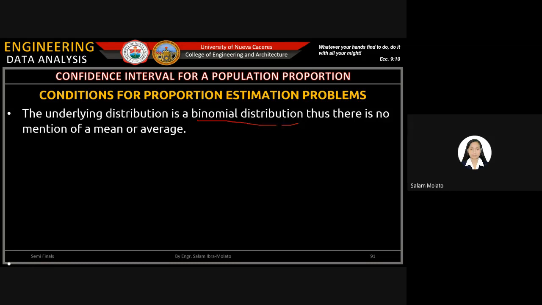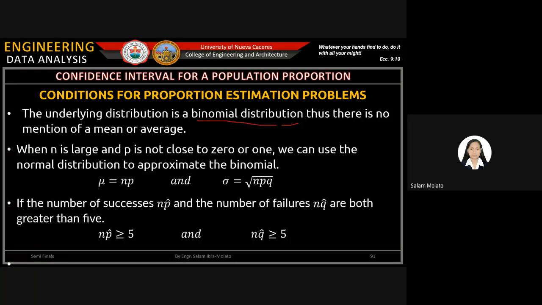outcome, no? So, when n is large and p is not close to 0 or 1, we can use the normal distribution to approximate the binomial. So, babalik tayo dun sa approximation of the binomial distribution. I hope you still remember that, using the normal distribution. Or that would be the mean is equal to NP and the standard deviation is equal to the square root of NPQ. So this is already familiar with you, no?